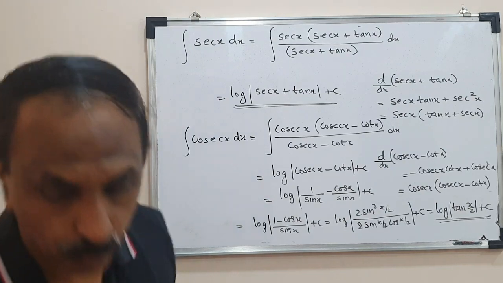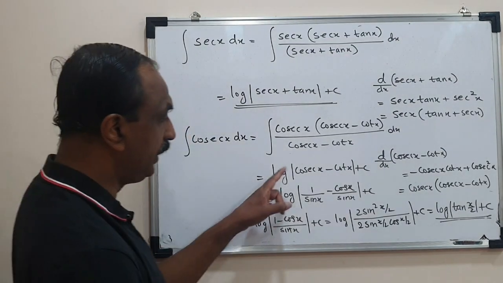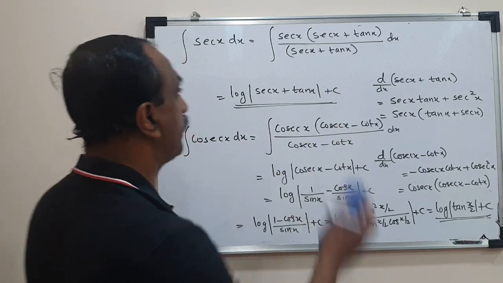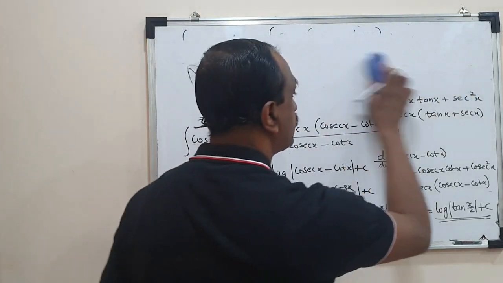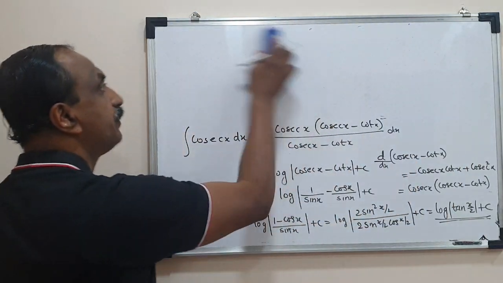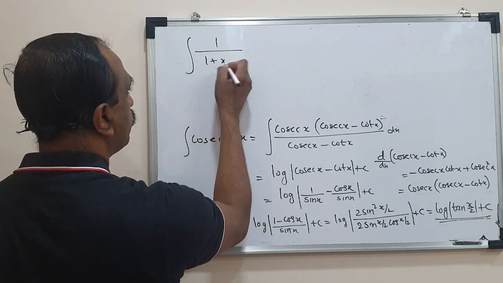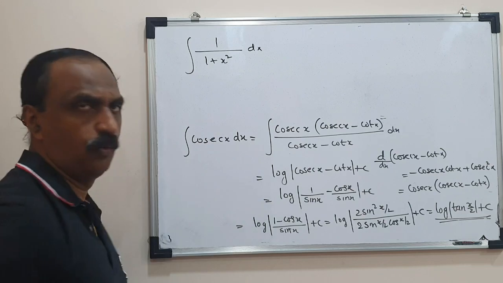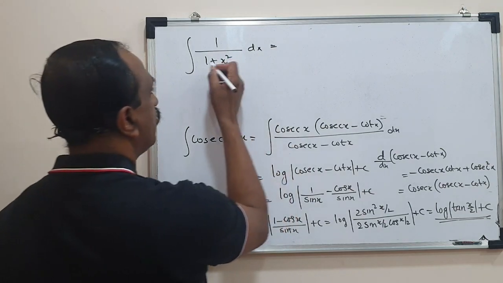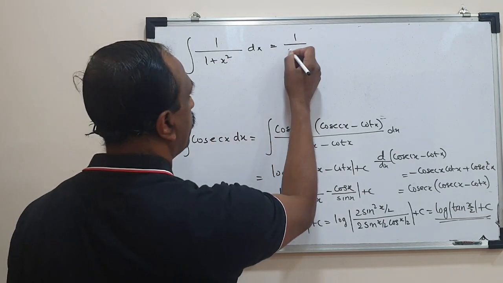One important thing that you need to notice here is that I divided and multiplied by cosec x minus cot x. Now your mind starts saying, why don't we do it this way? Integral of 1 upon 1 plus x square. Why can't we do this? The derivative of 1 plus x square is 2x.